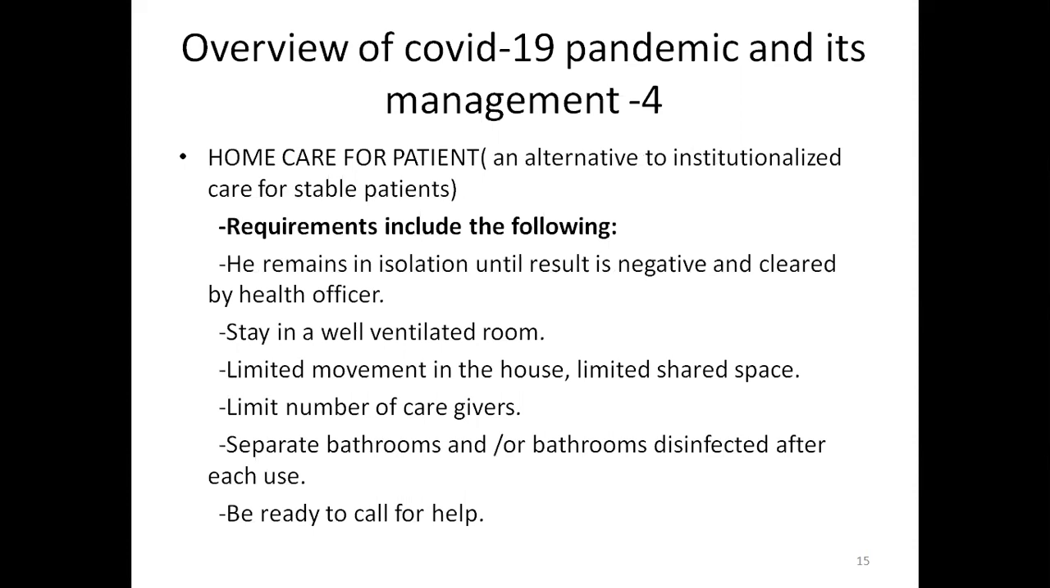Then in the care of these patients outside the treatment center, or the institutionalized care for this patient or a stable patient, we expect the patient to remain in isolation until the result is negative or cleared by a health officer. Then you expect this patient to stay in a well-ventilated room. Then there should be limited movement in that house and limited shared space. Then also limit the number of caregivers for this patient. Then you should make sure that this patient has a separate bedroom or the bedroom is disinfected after each use. Then they should be ready to call for a bed in case the condition of this patient changes.